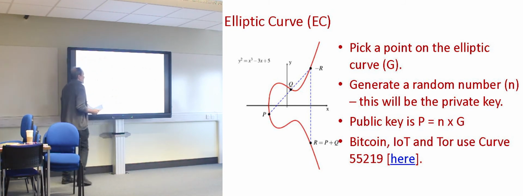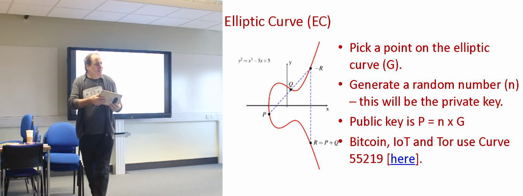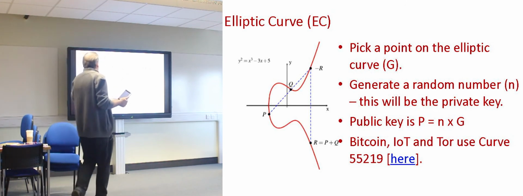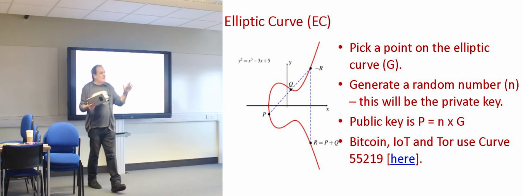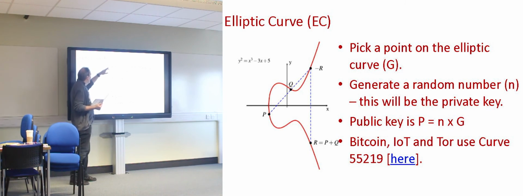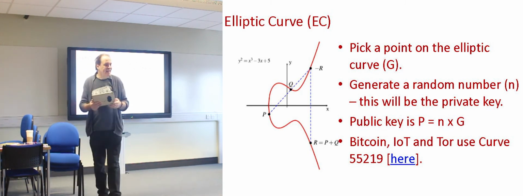So what we do is that we pick a random number. And the random number, if you remember from school, is the gradient of a straight line, this is the gradient here. So the value that we pick is the gradient of that straight line. So we pick a point, we draw the straight line, and the point that we have here is a public key.